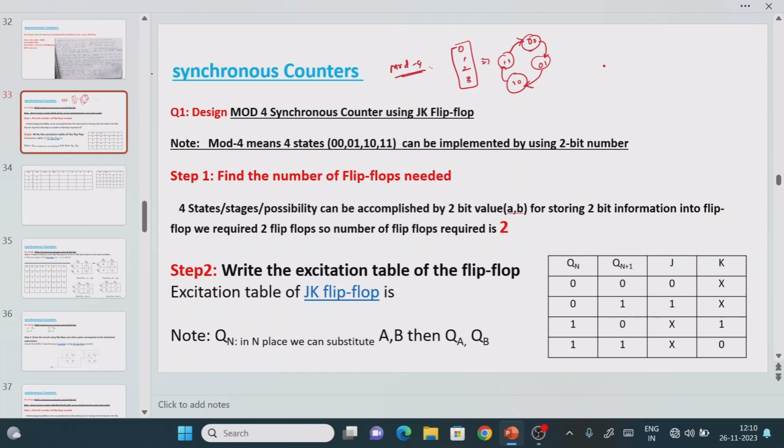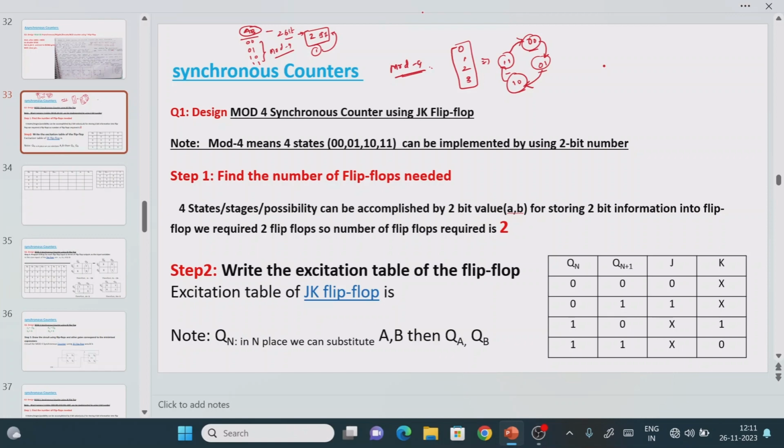If you want to get the count 00, 01, 10, 11, how many bit representation is it? It is a 2-bit representation, right? It means that you will be getting 00, 01, 10, 11. So here we are getting the mod 4 counts. For storing how many bits of information do we require? 2-bit information. 2-bit means how many flip flops do we require? 2 flip flops, because each flip flop can store only 1-bit information. To store the 2-bit information we require 2 flip flops.